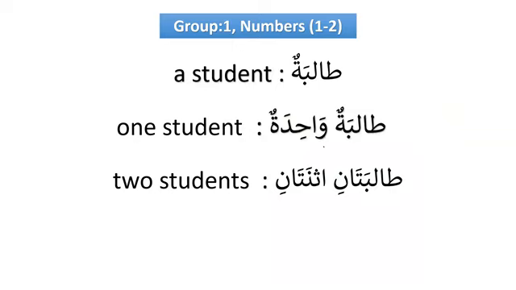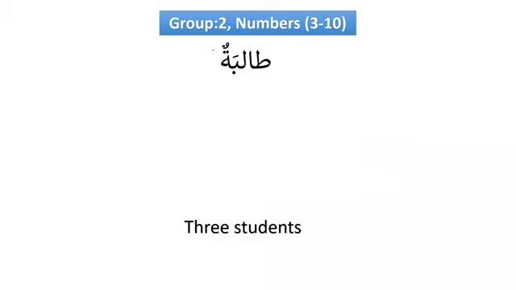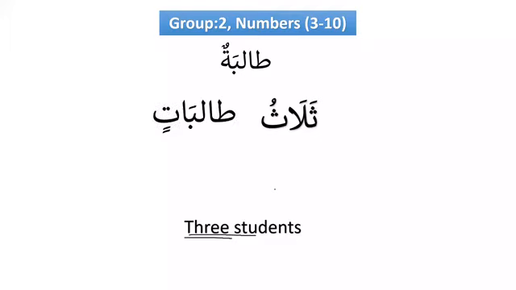Talibatun, a student. 1 student is talibatun wahidatun, and 2 students is talibatan ithnatani, and that is our group number 1 for the feminine. Now let's move on to group number 2. We say talibatun, a student. Now we want to say 3 students, and we know that we are talking about feminine students. So we will say thalathu talibatin. And the first one is called al-adad, and the second part is called al-ma'dud.